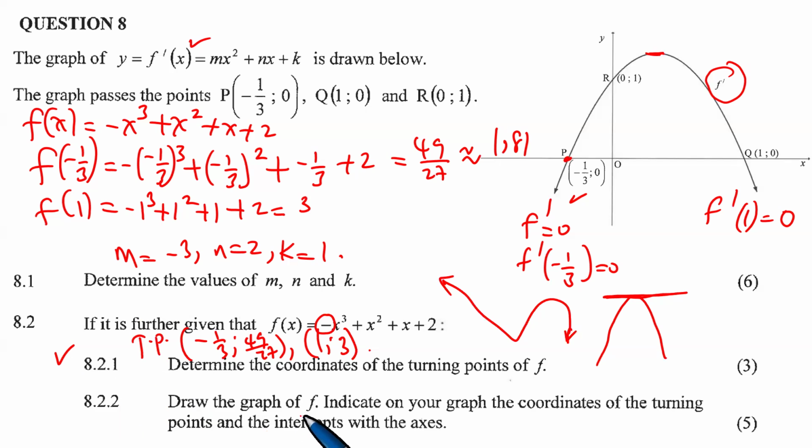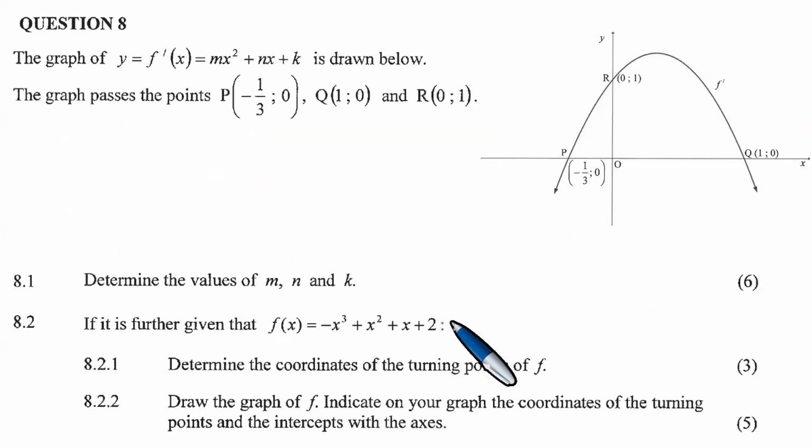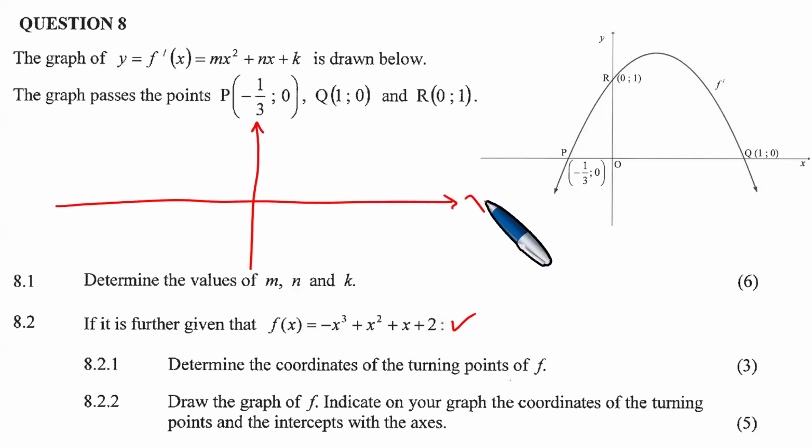Draw the graph of f. Indicate on your graph the coordinates of the turning points and the intercepts with the axis. Okay, let us draw the graph. The examiner is saying, draw this graph, and indicate on your graph the coordinates of the turning points and intercepts with the axis. Let us draw this graph here. So if this is the x and the y, we have x is 1 and x is minus 1/3.